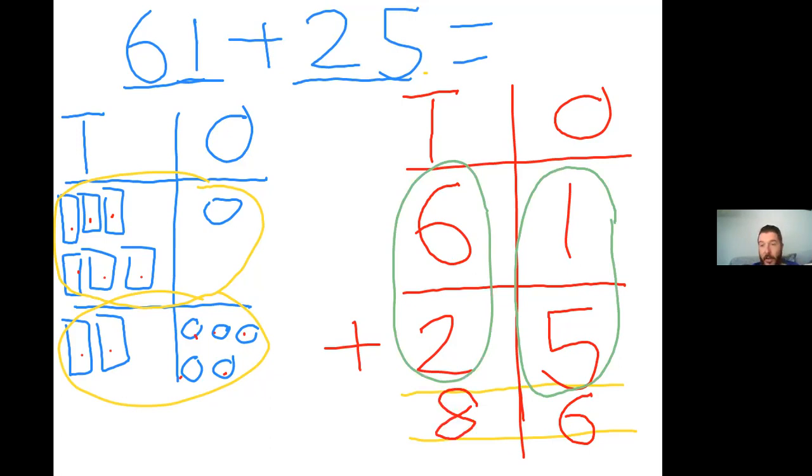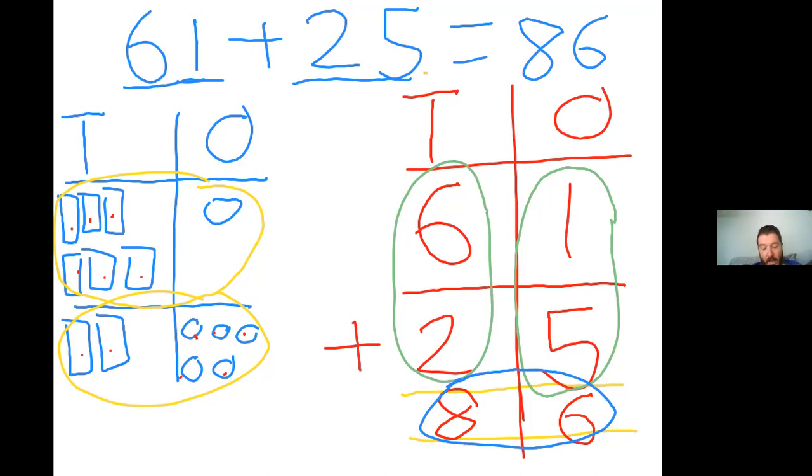Then all I need to do is put the number back together. So it's just a matter of reading the number, really, isn't it? Down here, 86. So 61 add 25 is 86. Okay.